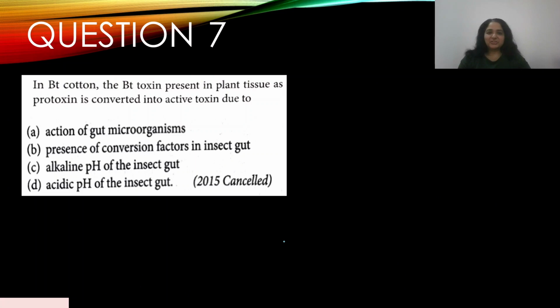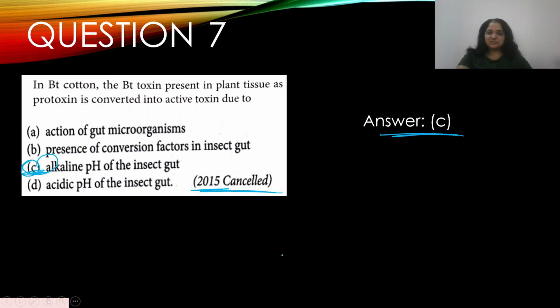All right, so question number 7. In BT cotton, the BT toxin present in plant tissue as protoxin is converted into active toxin due to, this appeared in the 2015 cancelled exam. A. Action of gut microorganism. B. Presence of conversion factors in insect gut. C. Alkaline pH of the insect gut. D. Acidic pH of the insect gut. Okay, so it is alkaline pH of the insect gut. Option C is the right answer.